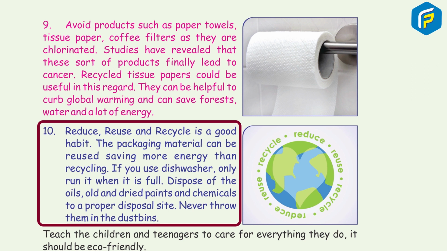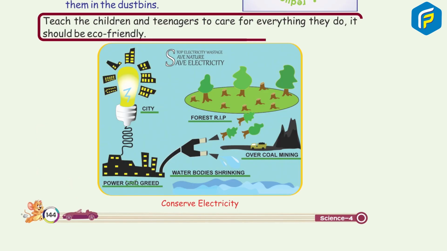If you use dishwasher, only run it when it is full. Dispose of the oils, old and dried paints and chemicals to a proper disposal site. Never throw them in the dustbin. Teach the children and teenagers to care for everything they do. It should be eco-friendly.